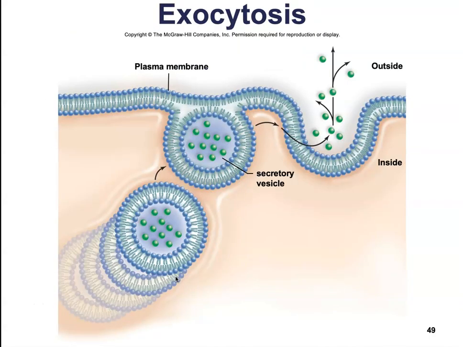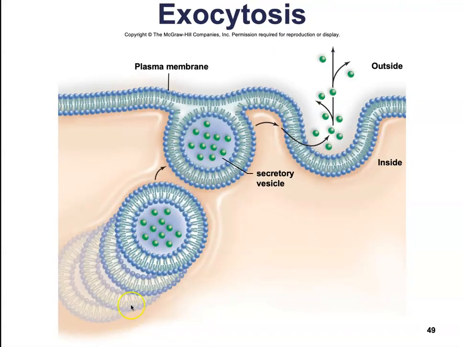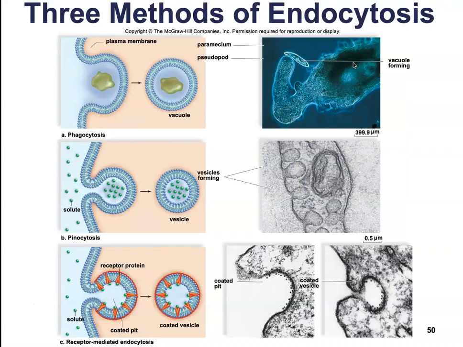All right, let's look at exocytosis first. Think about these as proteins that were just made by the cell. They're secreted proteins. That vesicle will fuse with the plasma membrane and then they'll be released to the outside, okay? That's exocytosis. Endocytosis, remember there are three different types of endocytosis.